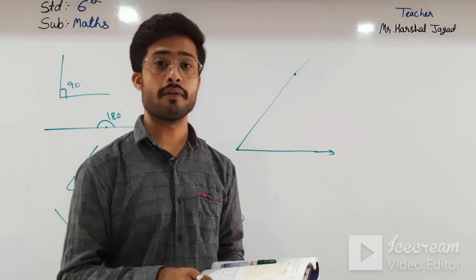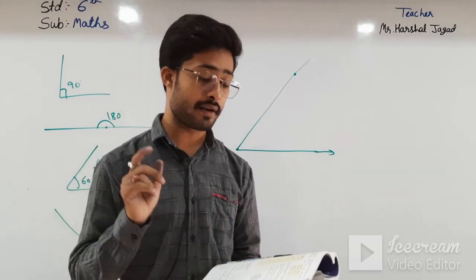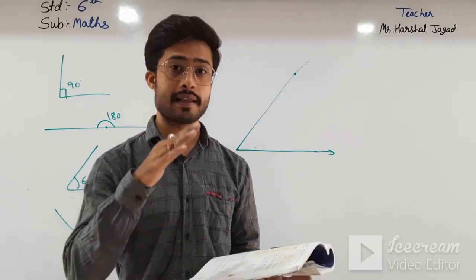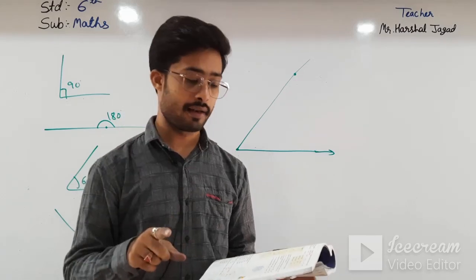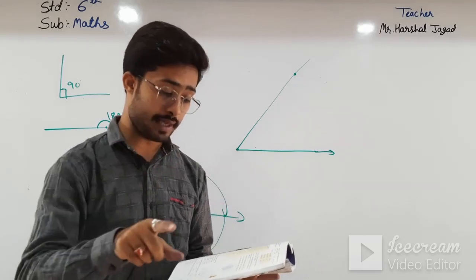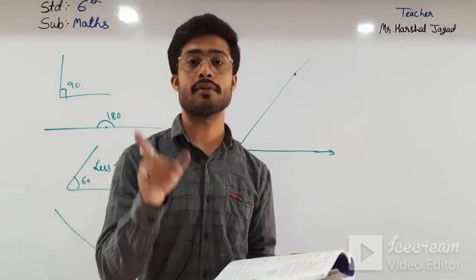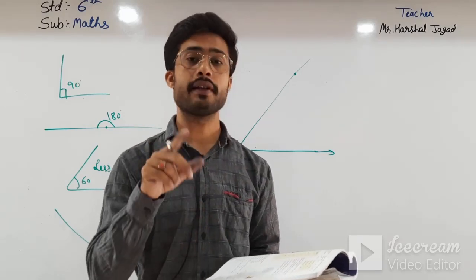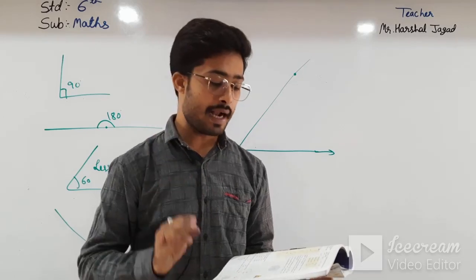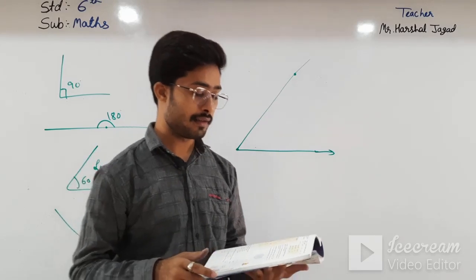So you have to first see which are obtuse, which are acute, which are right, and which are reflex angles. Here the 80 degree means it is less than 90, so it is an acute angle. Then 250 degree is more than 180 degree, so it is a reflex angle. Then 110 degree is more than 90 degree, so it is an obtuse angle. Then 58 is less than 90 degree, so it is an acute angle. And exactly 90 degree is a right angle.